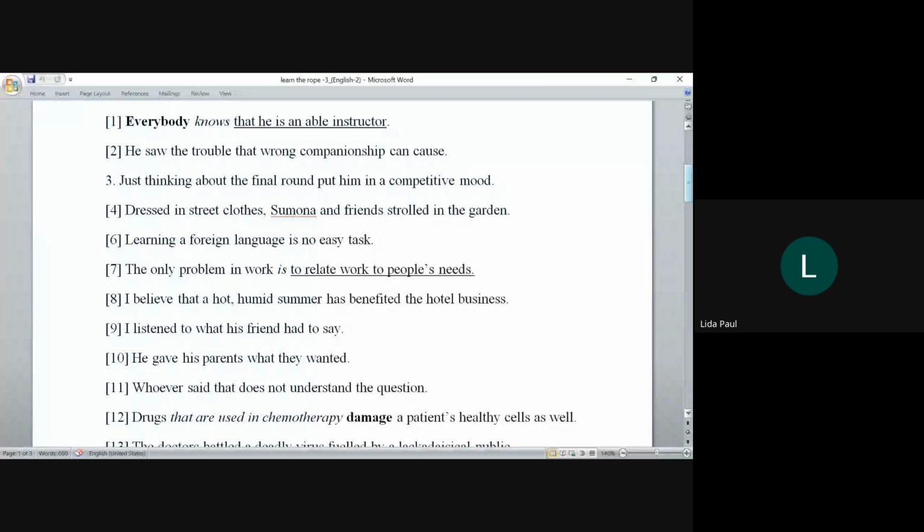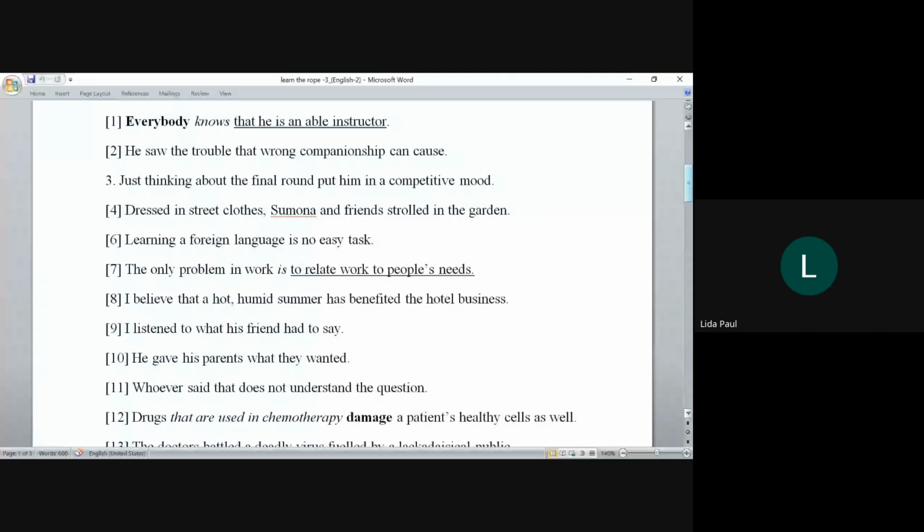Let me try doing this with you. So look at the sixth one. Learning a foreign language is no easy task. So the difference here is that adjectival, adverbial, and noun clauses will have subordinating conjunctions, right? You will find one of those conjunctions, like that or which or who or whose or when, something like that. But this one is a different kind of clause. This will not carry any subordinating conjunction, yet it contains a subordinate clause.